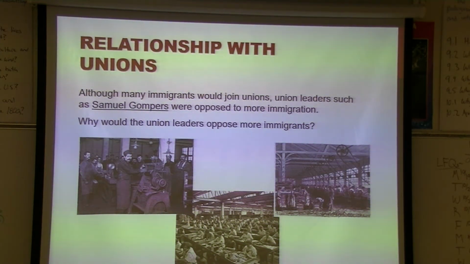Immigration with unions is kind of ironic because when the immigrants did come and work, the unions would then go and recruit them to be in the unions, but they would oppose any future immigration. And it comes down again where I have the question, why would union leaders oppose more immigrants? Is the more immigrants you have, the more competition for the jobs. So the union leaders are trying to protect the jobs they already had there.